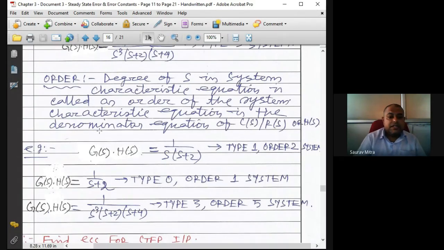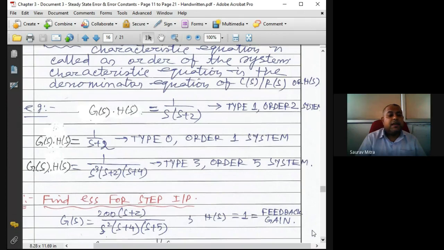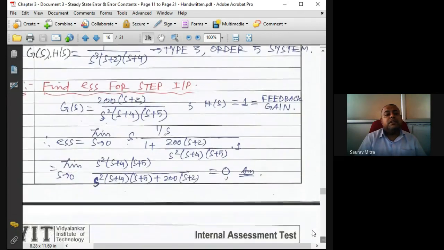So G(s)H(s) equal to 1 by s into (s plus 2) will be a type 1 system. And if you find the closed loop transfer function from here, you will find this is an order 2 system. Similarly, 1 by (s plus 2) will be a type 0 system. 1 by s cube into (s plus 2)(s plus 4) will be a type 3 system. Let us find out. This is a very important numerical.